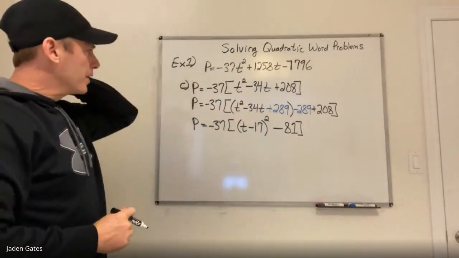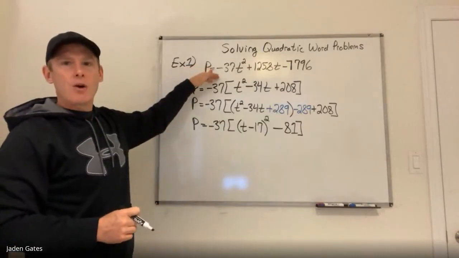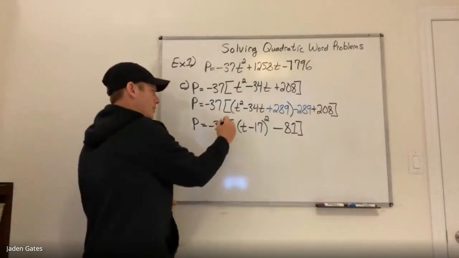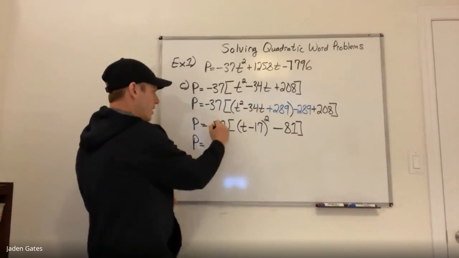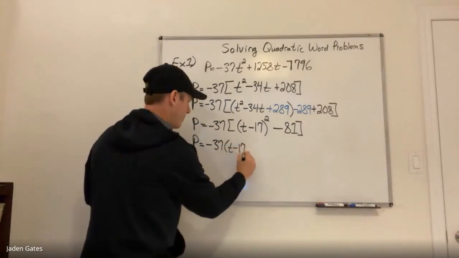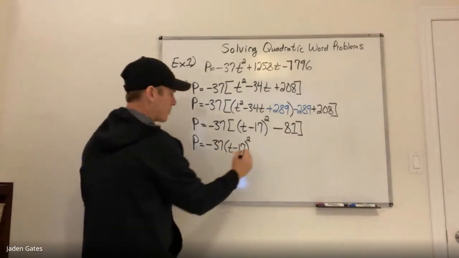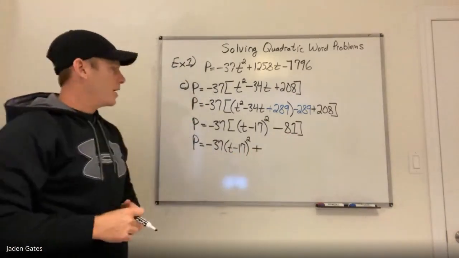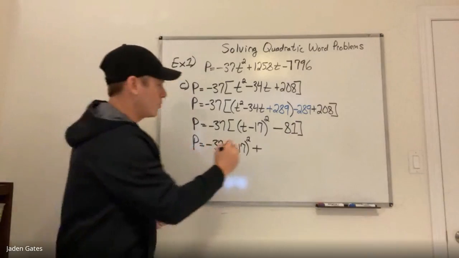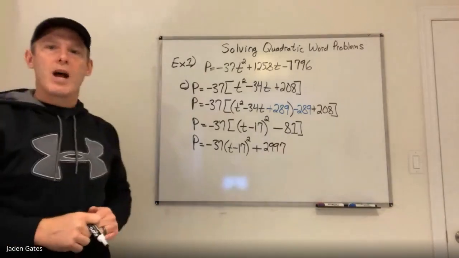All right. Now we've completed the square. Now I'm going to put the minus 37 back. Again, to take the minus 37 out, I divided everything by minus 37. When I put it back, I'm going to multiply everything by minus 37. And so I get minus 37 times this whole thing. Well, that's minus 37 times this binomial square here, and then I get minus 37 times negative 81. So minus times a minus is going to be a positive. And those are two big numbers. If I multiply those two, I get 2,997.